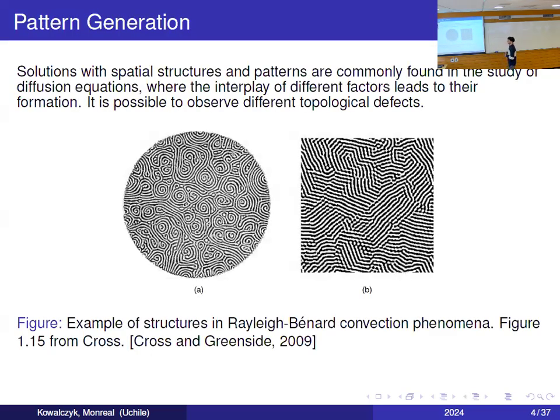First are the pattern generating systems. Okay, in the study of diffusion equations, it is not unusual to find solutions like this. We can see some spatial structure in the solutions. And we can see stripes, we can see corners, squares can be formed, and many other different forms here.